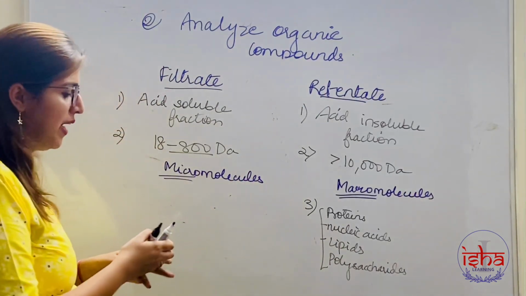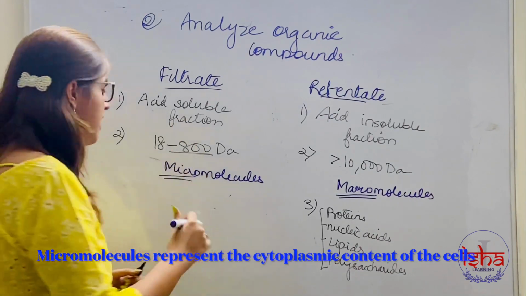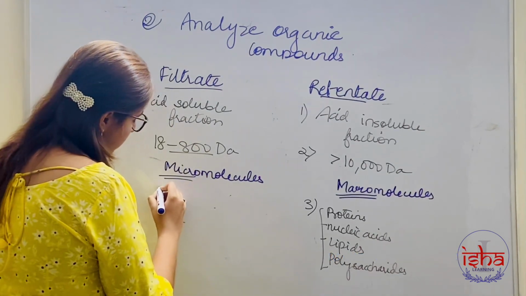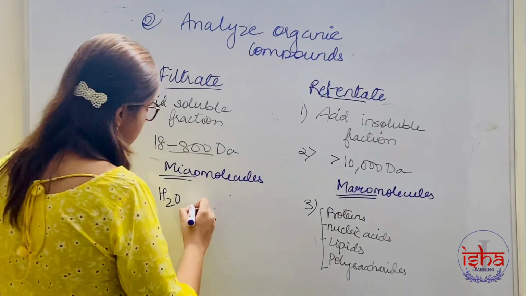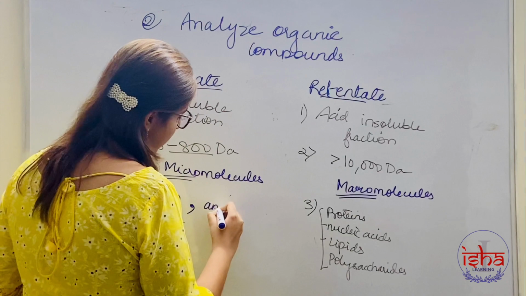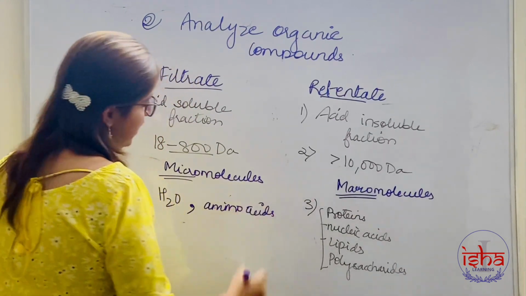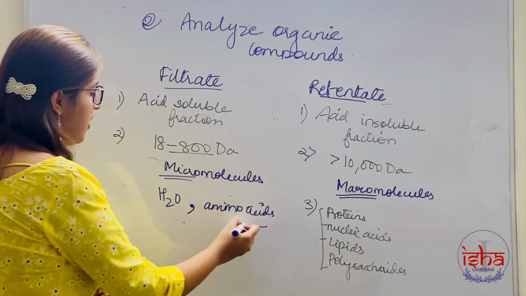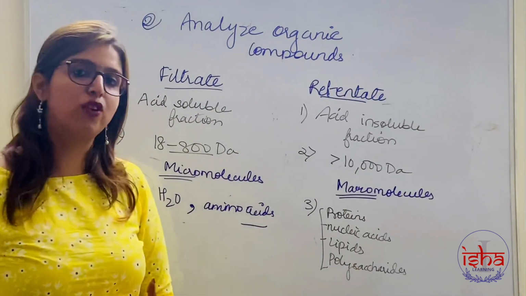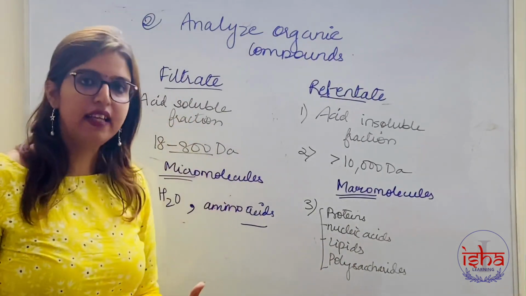Now talking about micromolecules, they represent the cytoplasmic content of the cell, right? Like what? They represent the water content of the cell, or let's say the small amino acids, or any other small compounds that might be formed in the cell. So they are micromolecules, they are macromolecules. So this analysis told me about organic compounds.